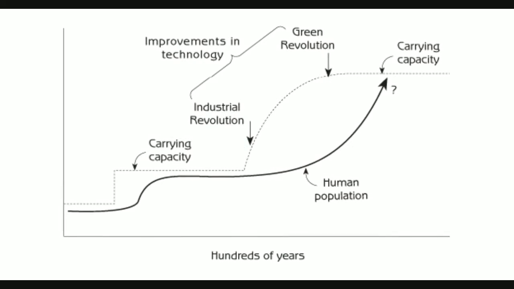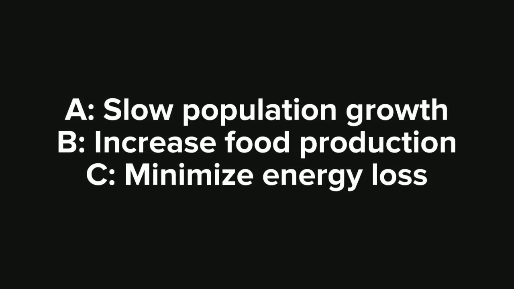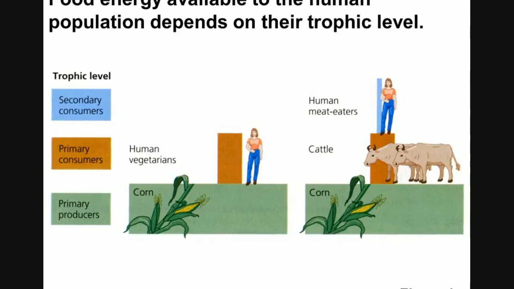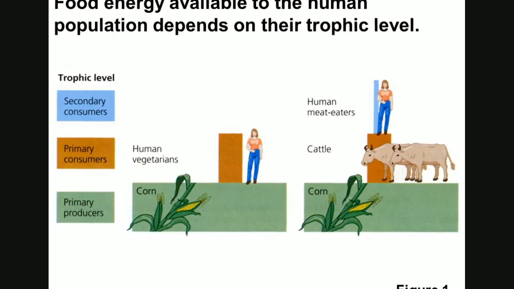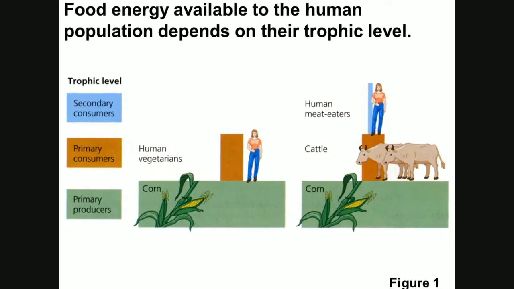So if we want to be able to sustain people on this planet for as long as possible, we should figure out how to slow our population growth, increase the amount of food we can grow, and minimize extraneous energy loss. One of these things is drastically easier than the others. Can you guess which one? It's minimizing energy loss. You see, being an omnivore gives us the power to decide which trophic level we occupy and therefore the ecological efficiency of our diets.